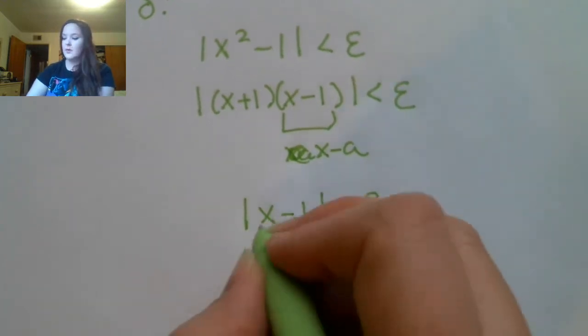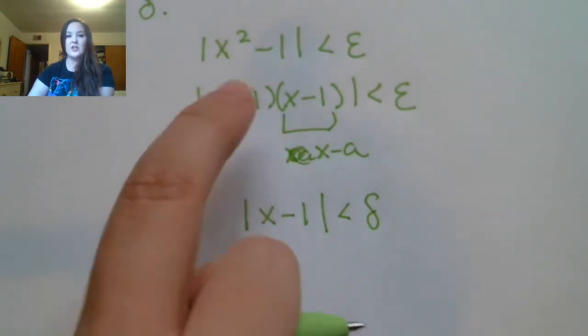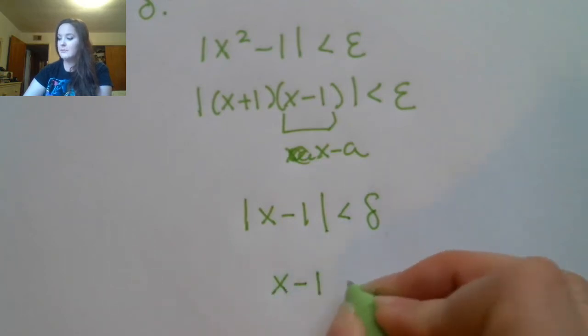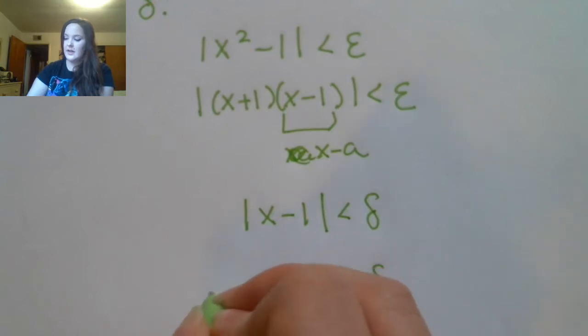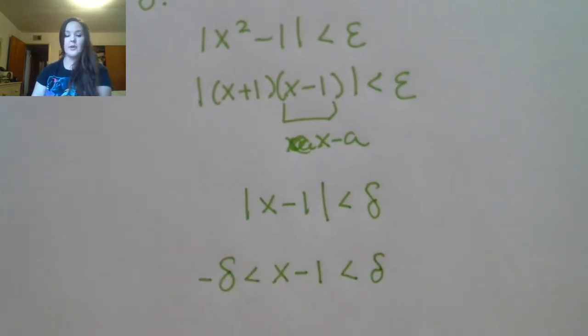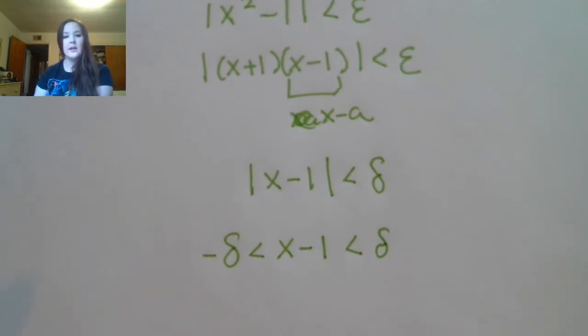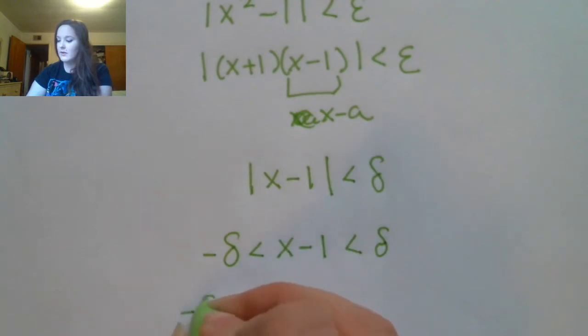Okay, so I know that this is less than delta. If I want to get rid of the absolute value so that I can try to change this into x plus 1, I'm going to say that this is between positive delta and negative delta. Now that's always true for absolute values, right? You guys know that from studying absolute values in your algebra class. Now if I want this to look like x plus 1 instead of x minus 1, I'm just going to add 2 everywhere here.